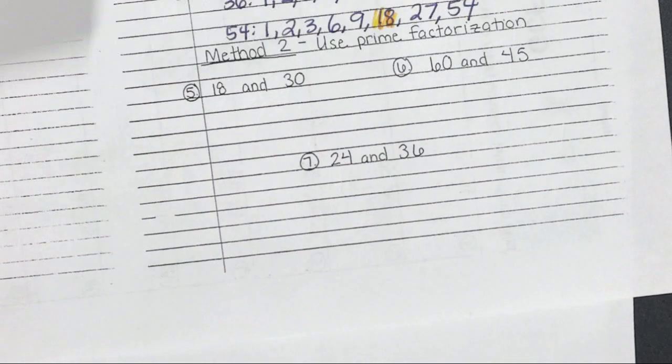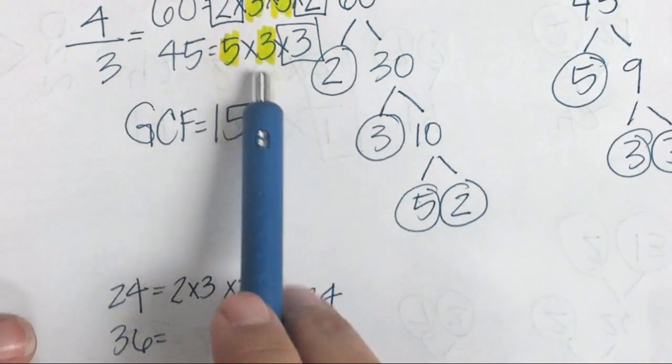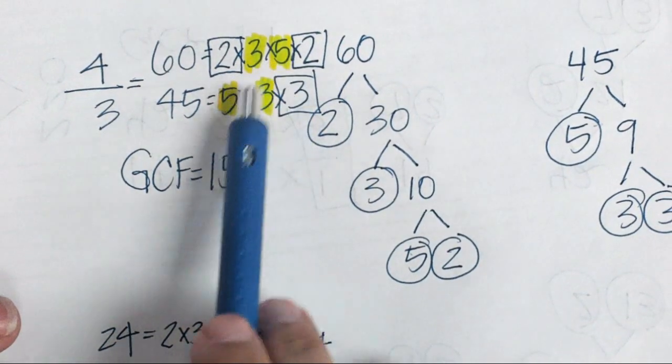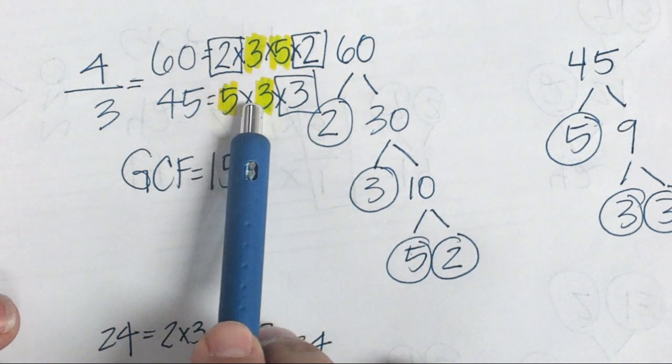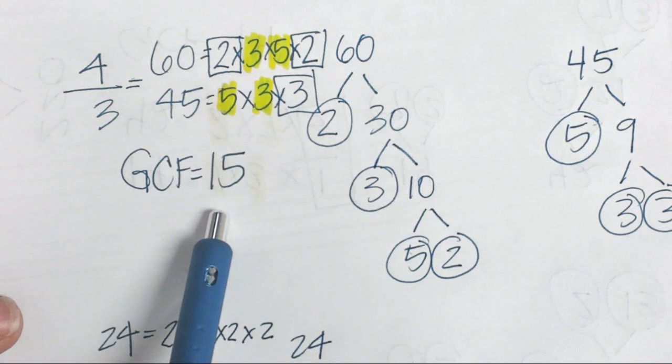How did I get 15? Number 6. Let's look at this right here. Because when we look at our greatest common factor, when we look at our factors, 3 and 5 are the ones that match for both. So I'm going to multiply 3 times 5. So that would give you 15.